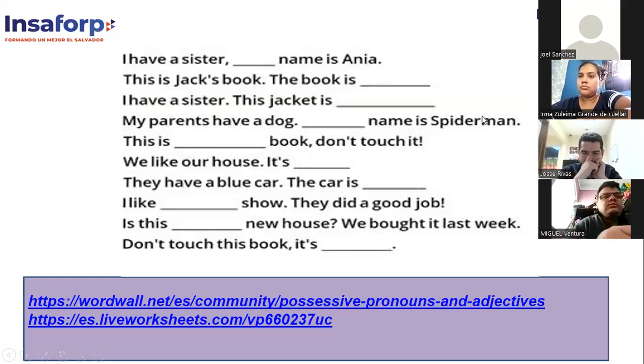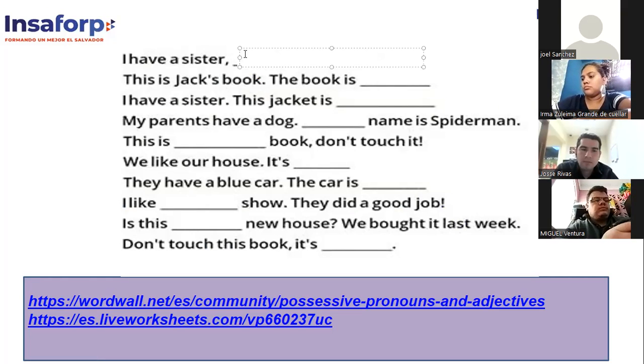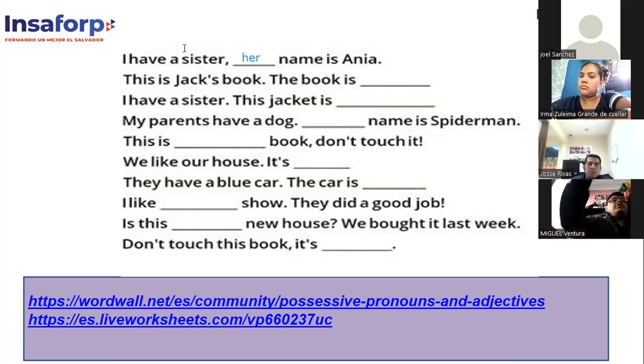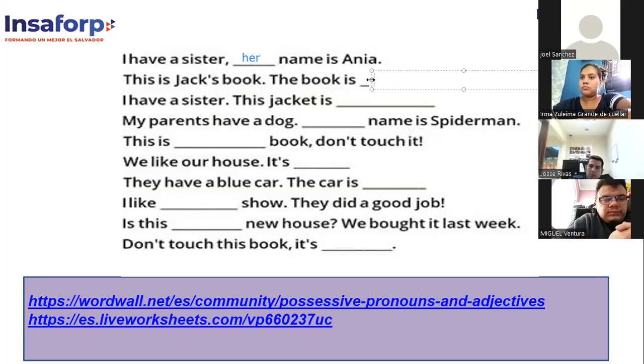And let's look at these exercises and tell me what is the correct form. Okay. I have a sister. My. Her. Her name. But en algunos casos vamos a poner un possessive adjective or un possessive pronoun. Hers. This is Jack's book. But en el primer caso, I have a sister, her name is Anya. Tengo una hermana, su nombre, el de ella, es Anna. This is Jack's book. The book is? His, exactly. El libro es de él.